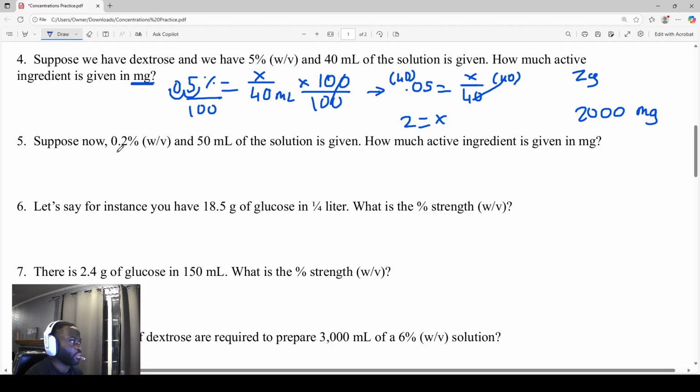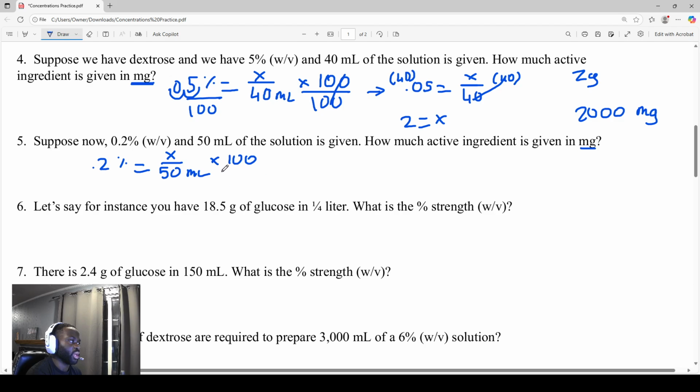Let's go to number 5 real quick. And as I keep going, I'm going to be getting slightly faster. So we have a 0.2% strength solution, and we have 50 milligrams of the given solution, and we're looking for the active ingredient, right? But again, we're looking for it in milligrams.